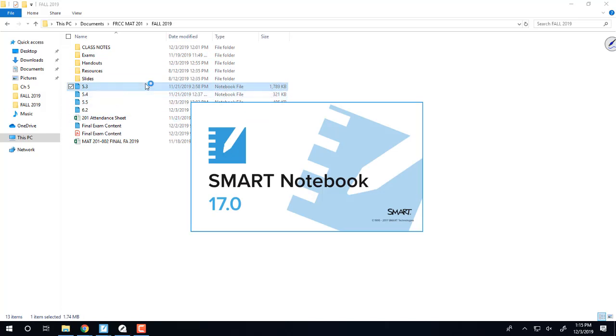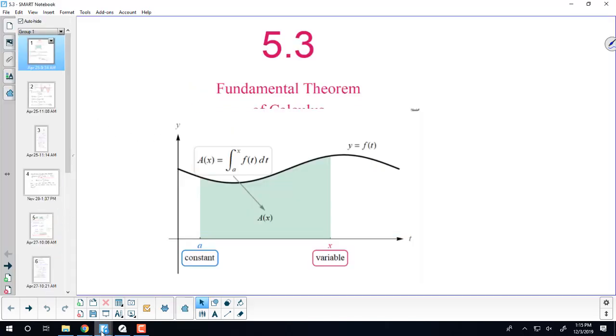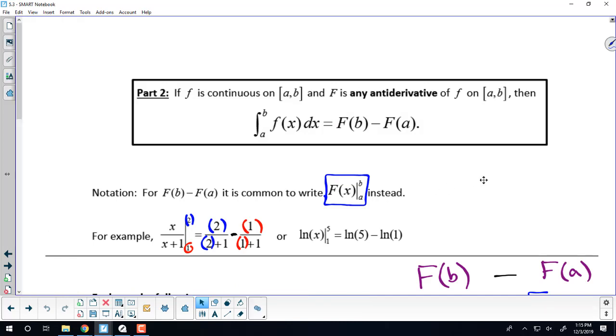And we left off with the fundamental theorem of calculus here in 5.3. This here tells us a shortcut method to bypass the limit of the sum, or computing an infinite sum. We compute a definite integral this way.